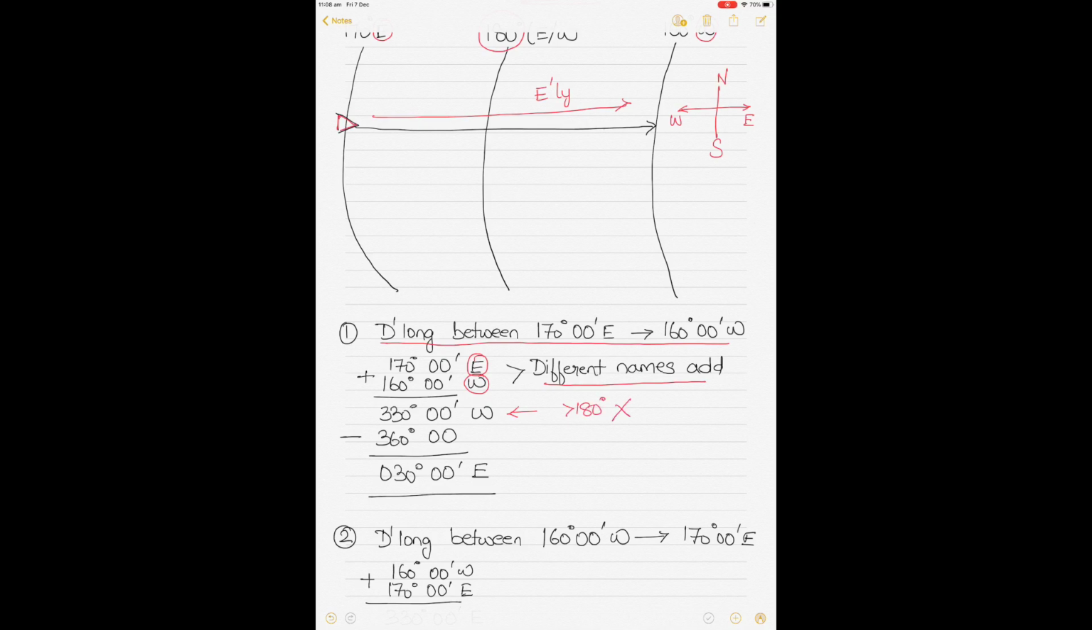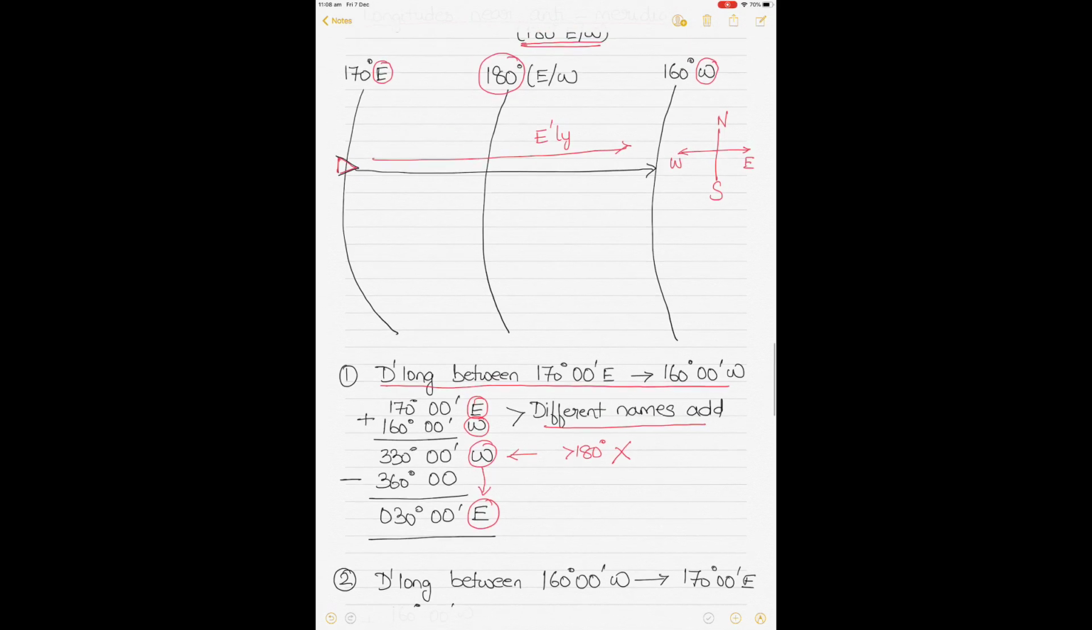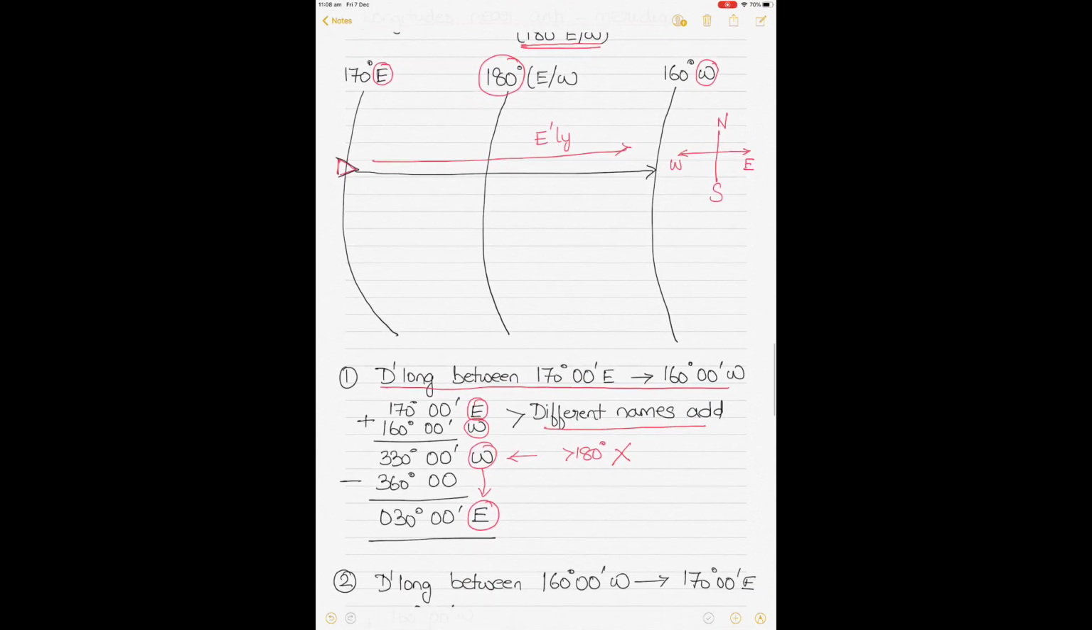So what you do is, once you get a value which is greater than 180, you subtract it from 360 degrees. The answer in this case will be 360 minus 330, which is 030 degrees 00 minutes east. But why did you get east here? It's because you reverse it once you subtract it from 360. As you can see, this matches the direction in which the vessel is traveling.